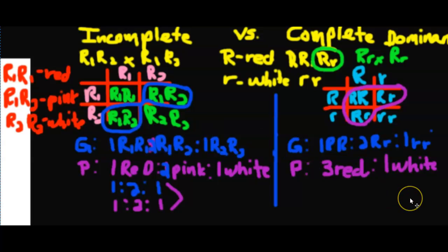But over here with the complete dominance, notice the genotypic ratios and the phenotypic ratios are different. The genotypic ratio is 1 to 2 to 1, which is the same as the incomplete dominant, but here's the difference. The phenotypic ratio is different because the heterozygote is different. There's masking. So all those with one of the dominant alleles are going to be red. So their phenotypic ratio is going to be 3 to 1 in the heterozygote cross.